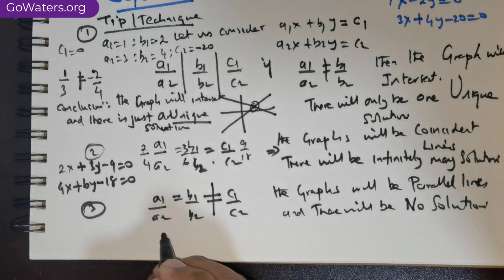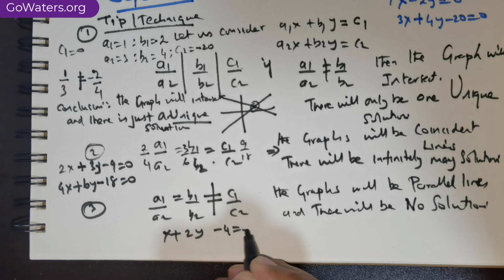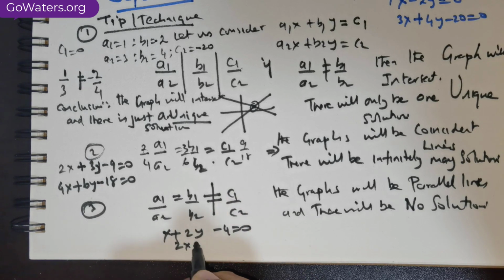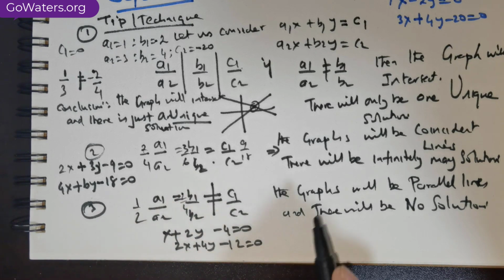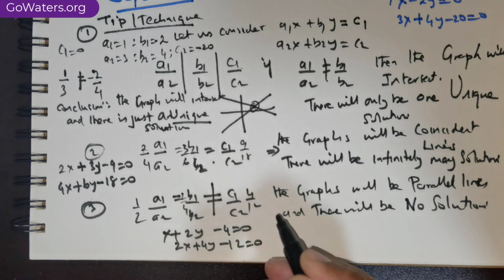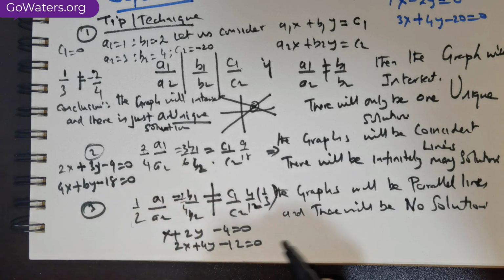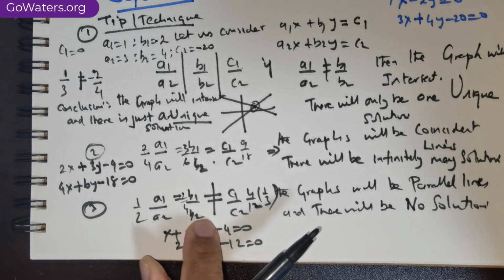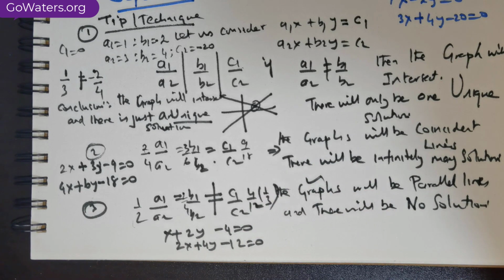Okay, finally let me give you this illustration. x positive 2y negative 4 is equal to 0, and 2x positive 4y negative 12 is equal to 0. So what is A1 over A2? That's 1 over 2. And what is B1 over B2? That's also 1 over 2, or 2 over 4. C1 over C2 is 4 over 12. 4 over 12 is 1 over 3, right? This is 1 over 2, 1 over 2. These two are equal, but this isn't equal. So this will be the conclusion: the graphs will be parallel lines and there will be no solution.